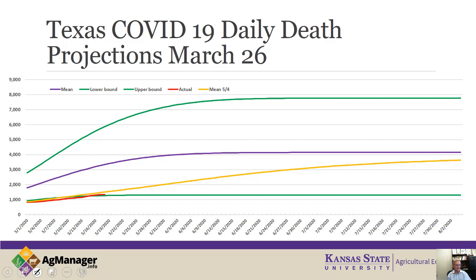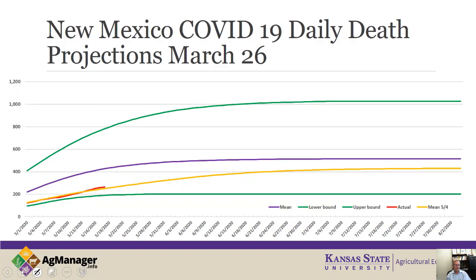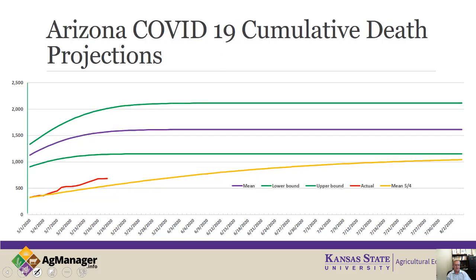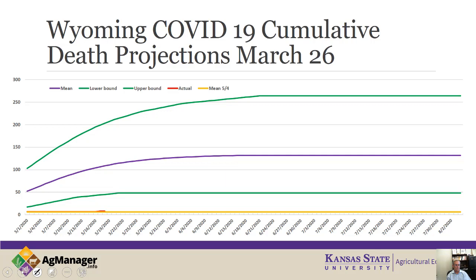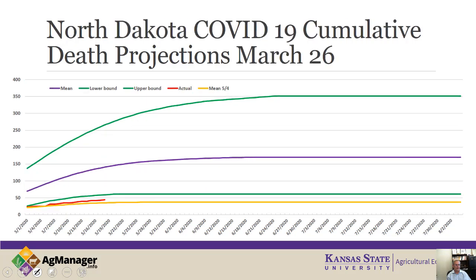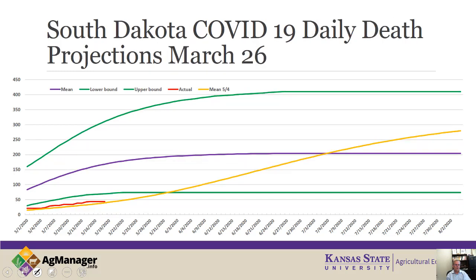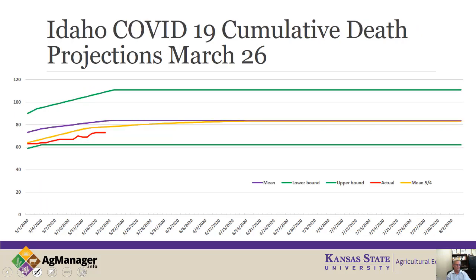Texas, another state that had relaxed, again, they're coming under the May 4th projections. We look at New Mexico, pretty close, a little bit above. Arizona has increased above that May 4th model prediction. Utah, very close. Wyoming, very close. Montana, very close. North Dakota has a little bit more death than what was predicted on May 4th. In terms of South Dakota, very close to being on that May 4th projection curve.